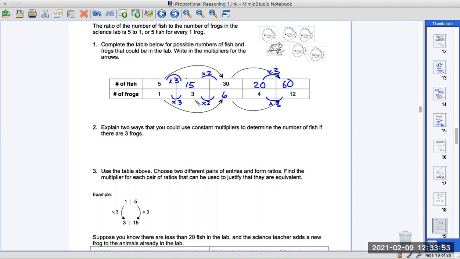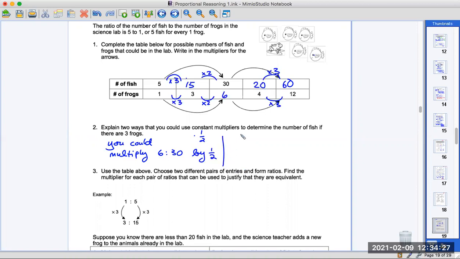to 3? No, that's when you divide by 2, right? What's the multiplier? Remember, we want the constant multiplier, the same number you multiply with. It would be 1/2, right? You're multiplying by 1/2 to get, you could multiply 6 to 30 by 1/2. That is the same as dividing by 2.